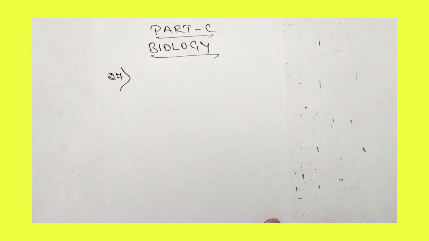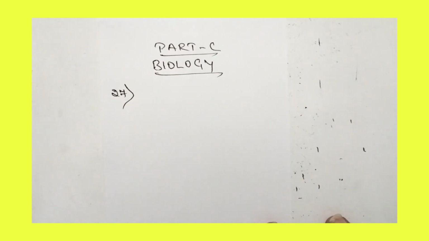So now let us answer the Science State Level Preparatory 2023 Part C Biology, that is the 27th question. Here, the correct path of the movement of nerve impulse in a neuron is asked.